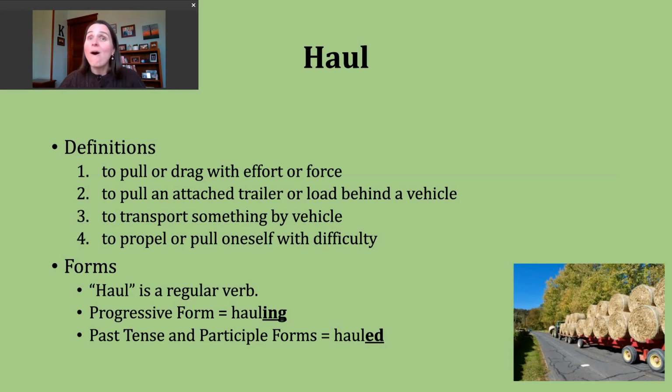Now, you should know that haul is a regular verb. To make the progressive form of this verb, all you need to do is add ing, and that forms hauling. The past tense and participle forms of this verb can be made by adding ed. Our base verb, haul, ends in a voiced L sound. This means that our ed ending is just going to make a D sound. And I'm not going to add an extra syllable as I say it. So the verb should sound like this: hauled, hauled.